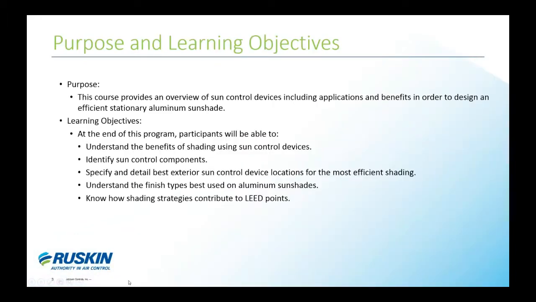To start our presentation, we'll go over our course purpose and objectives. The purpose is to provide an overview of sun control devices, including applications and benefits, in order to design an efficient stationary aluminum sunshade. Our objectives are to understand the benefits of shading, identify the main sun control components, which are four of them, specify and detail best exterior sun control device locations for the most efficient shading and usage, understand the finish types best used for these aluminum sunshades, and know how shading strategies contribute to LEED points.